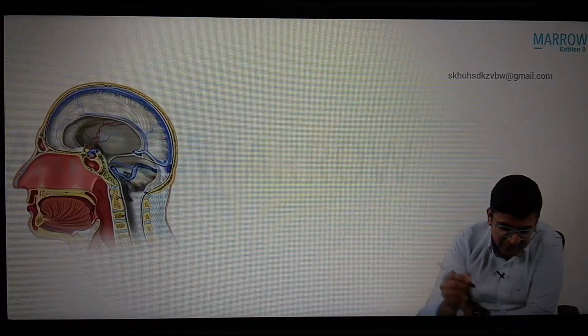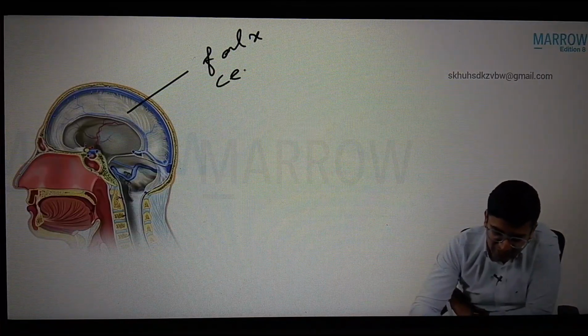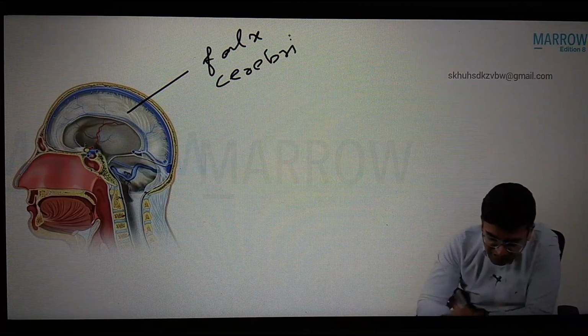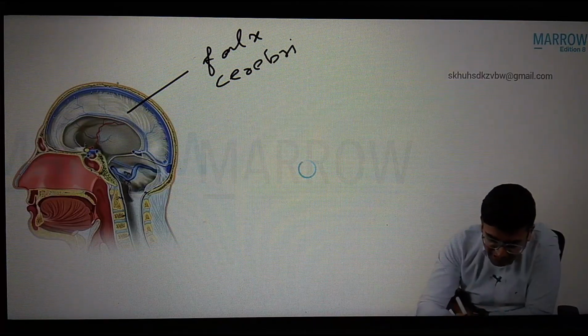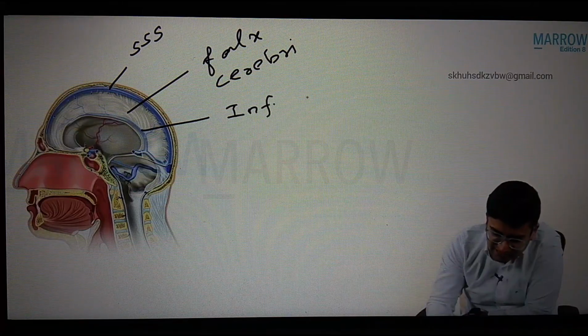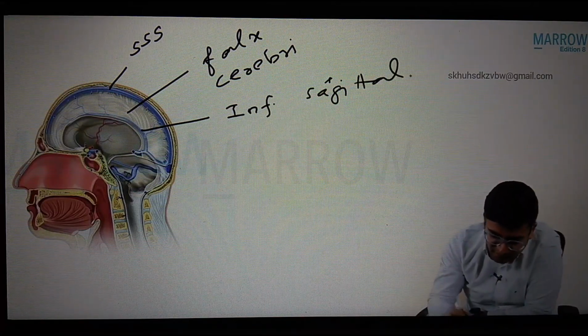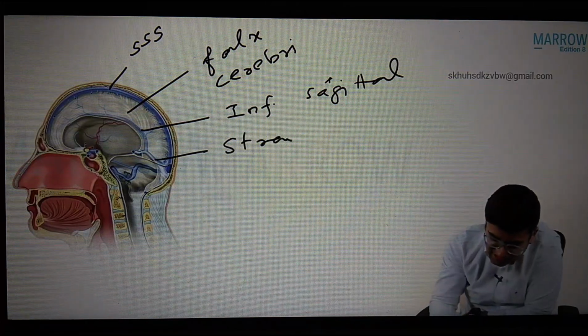Next, see the diagram. Now in this diagram, this is the falx cerebri, the dural fold, which contains the superior sagittal sinus. This is the inferior sagittal sinus, and this is the straight sinus.